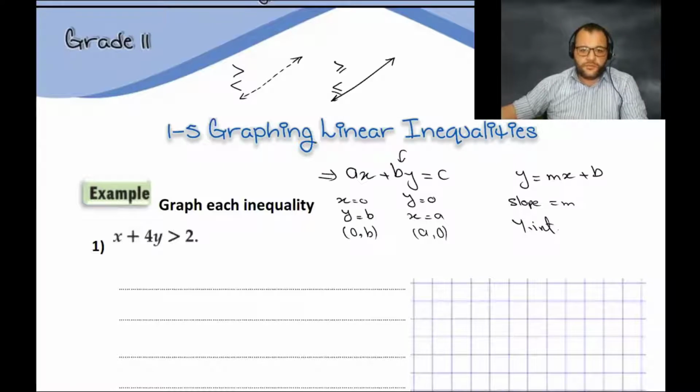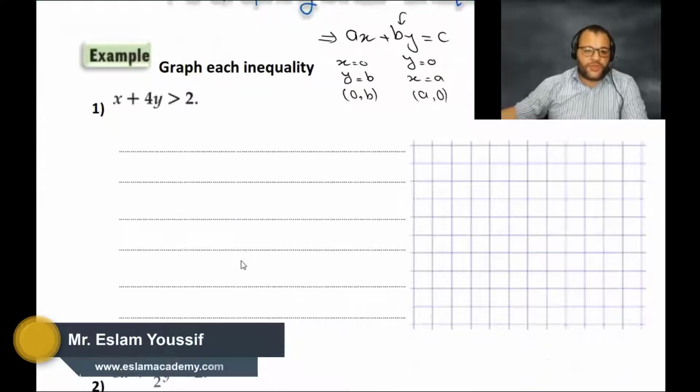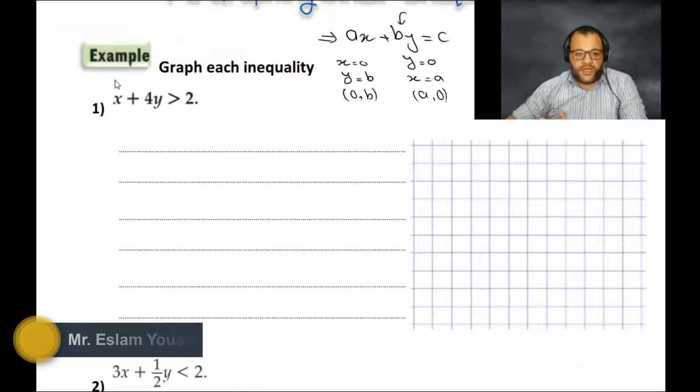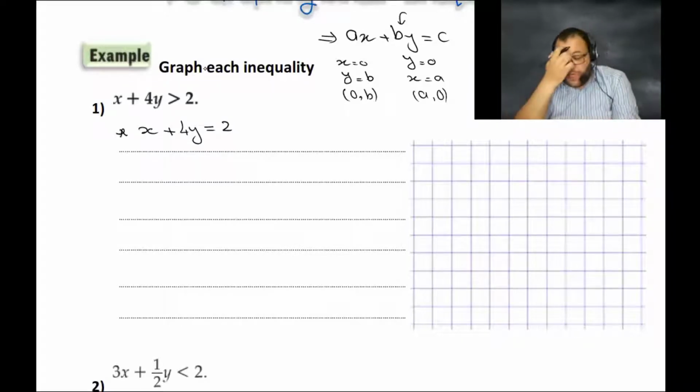Okay. So the first inequality that we have is x plus 4y is greater than 2. This inequality is written in standard form. So step number 1, to graph the inequality, convert it to an equation. So it will be x plus 4y equals 2. That is the first step. Even if it is written in standard form or slope-intercept form, convert it to an equation.